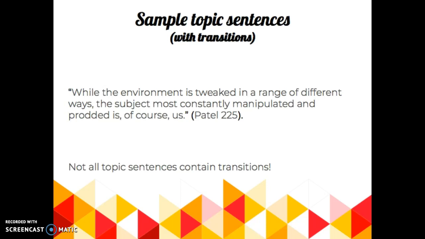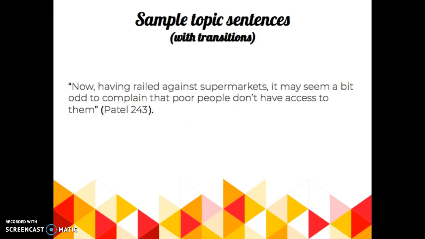All right, let's take a look at another one. So Raj Patel is kind of like the king of topic sentences. He's really good at them. And here's another example of a great topic sentence from his reading. "Now, having railed against supermarkets, it may seem a bit odd to complain that poor people don't have access to them." Again, we have one of those more negating words, "now."